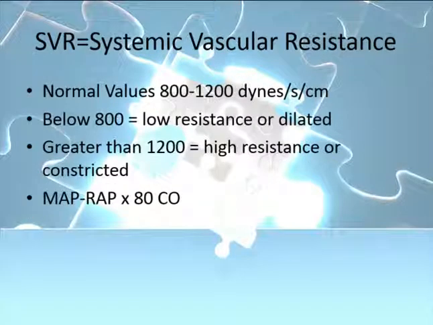So what's normal? Well, we consider 800 to 1200 normal. So if it's low, what does that mean? It means that there is low resistance, or we refer to them as dilated. If it's greater than 1200, there is high resistance, or the patient is vasoconstricted. In your spare time, you could calculate the systemic vascular resistance by taking your mean arterial pressure, subtracting your right atrial pressure, times 80, times cardiac output.